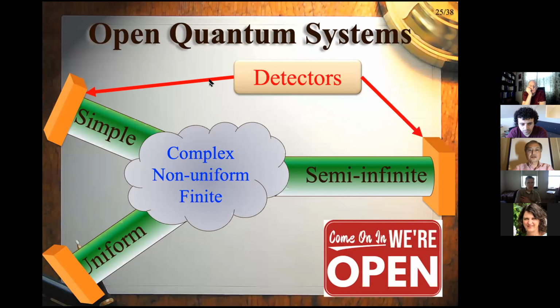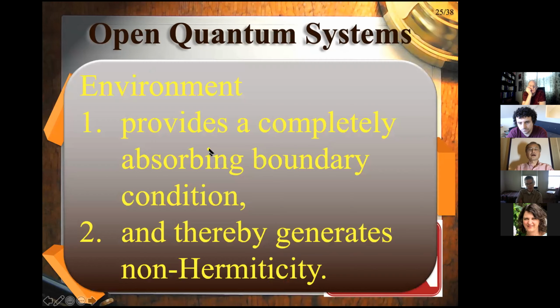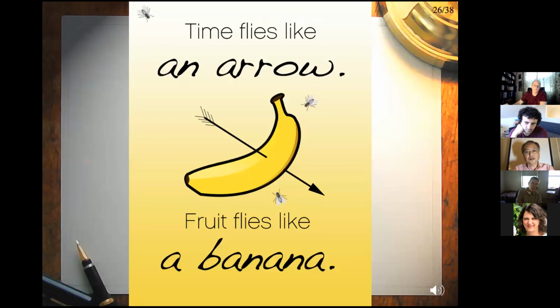I've talked about this kind of situation, and so far my summary in this first part is that the environment provides a completely absorbing boundary condition, and because of that, the environment generates the non-hermiticity in this open quantum system. This is the first part, and then I'm going to the second part because time flies like an arrow.